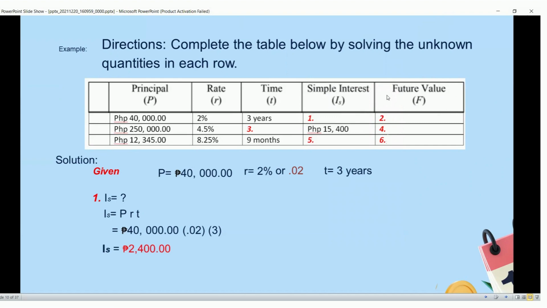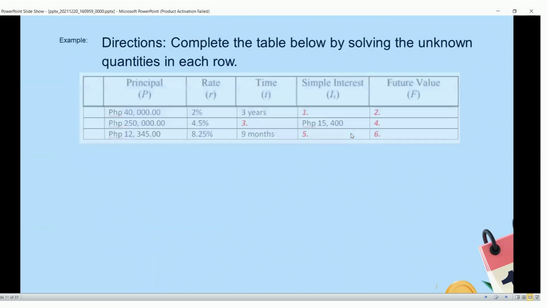Then, sa future value naman, F is equal to P plus I. So, ang P natin ay 40,000. Add lang natin yung ating interest na nakuha natin. 40,000 plus 2,400. Ang ating F ay magiging 42,400 pesos. So, yan, nakuha natin. Ganyan na kunin ang simple interest and future value.